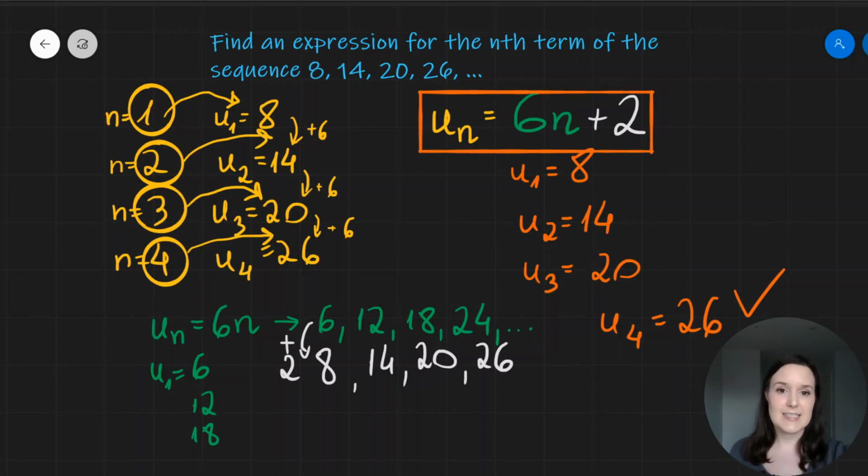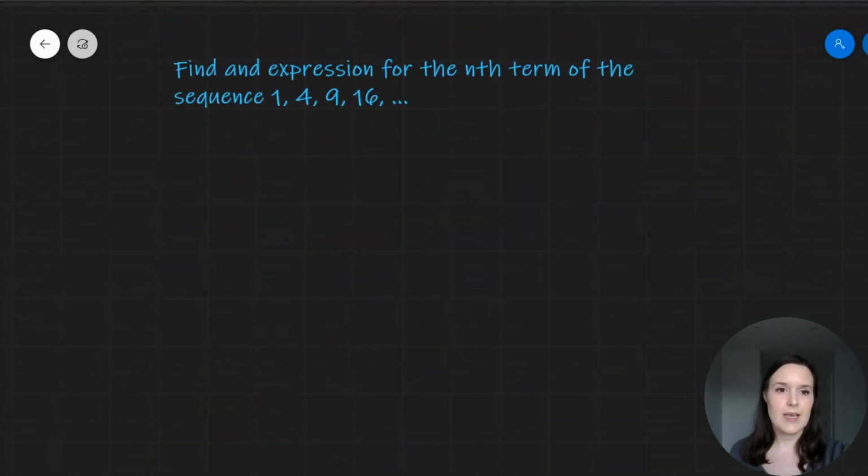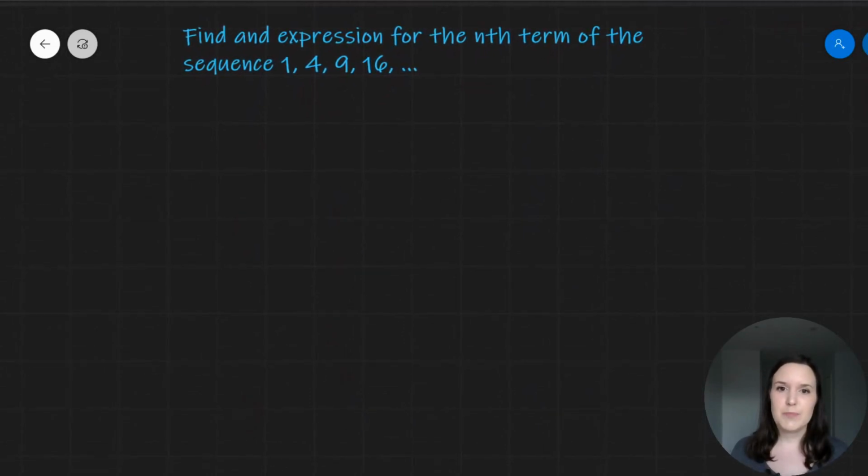Let's take a look at the next example. Find an expression for the nth term of the sequence 1, 4, 9, 16.